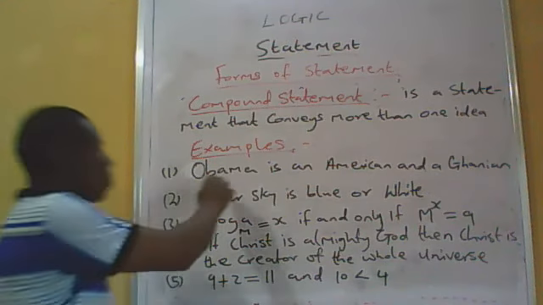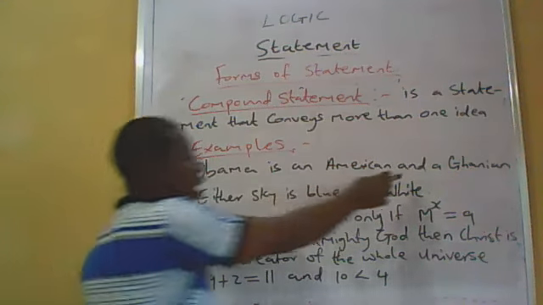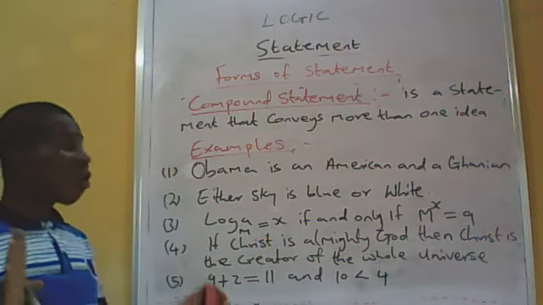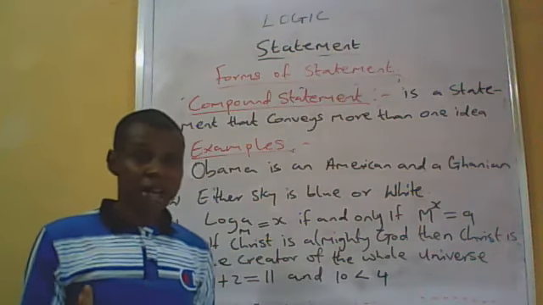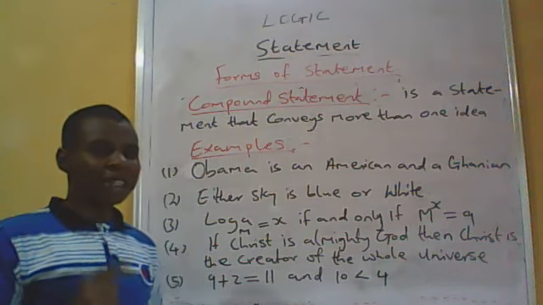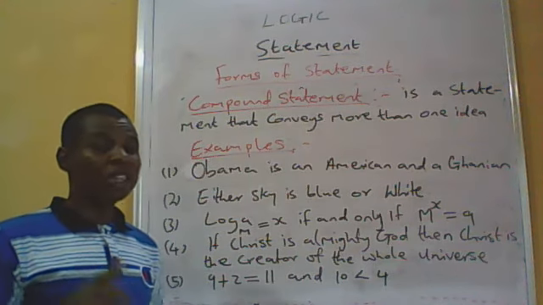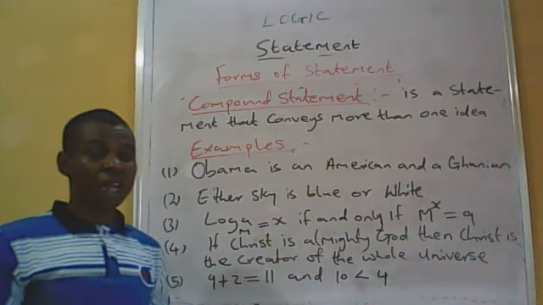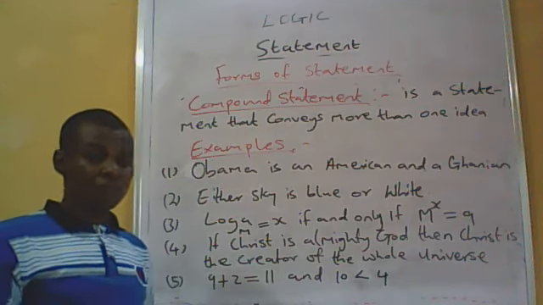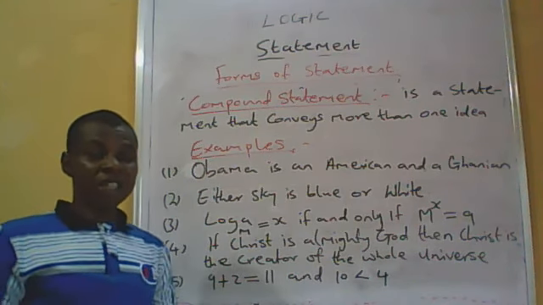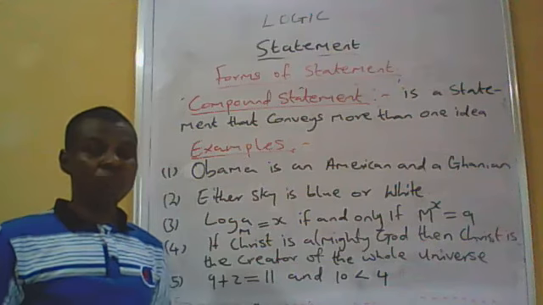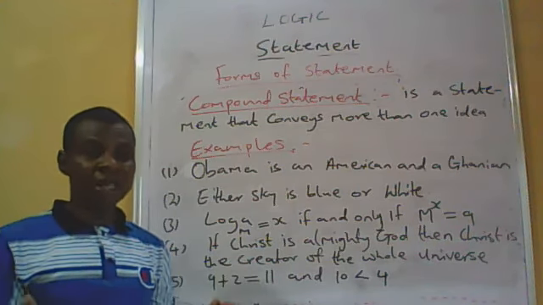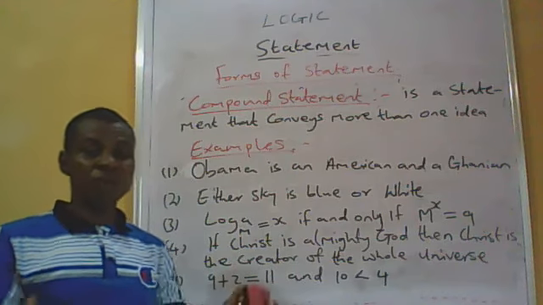One, we say Obama is an American and a Ghanaian. This statement conveys two ideas: Obama is an American, and Obama is a Ghanaian. Each of these statements can be judged to be true or false. We can judge that Obama is an American as true or false, as well as Obama is a Ghanaian. You see that they convey two ideas that we can judge each as true or false.